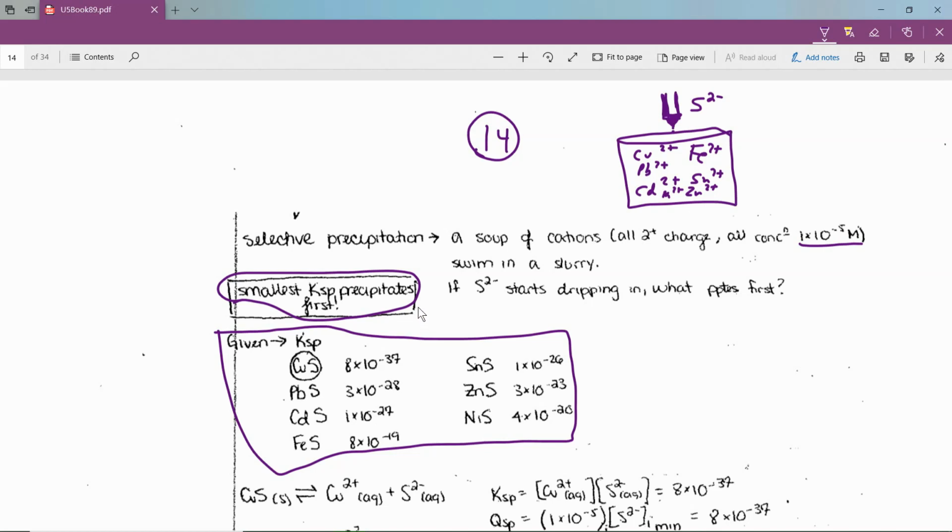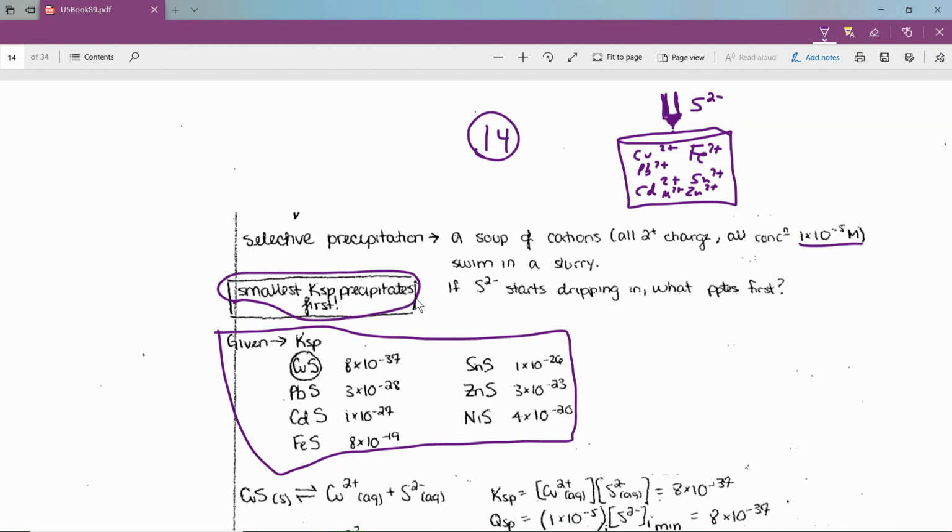And then after that, the next one I guess would come out would be the lead sulfide, right? Because it's 3 by 10 to the minus 28, so that's the next smallest one. And the one that would hang around the longest in this example would have to be the iron sulfide with the 8 by 10 to the minus 19.